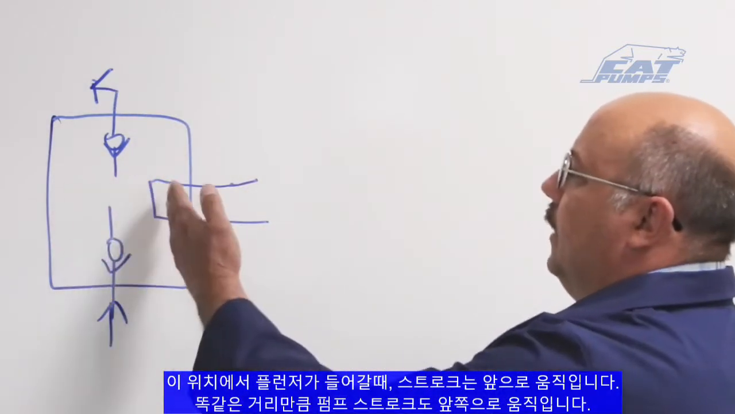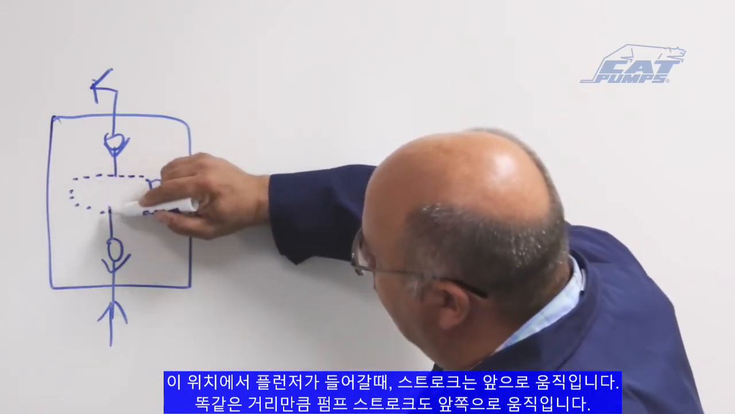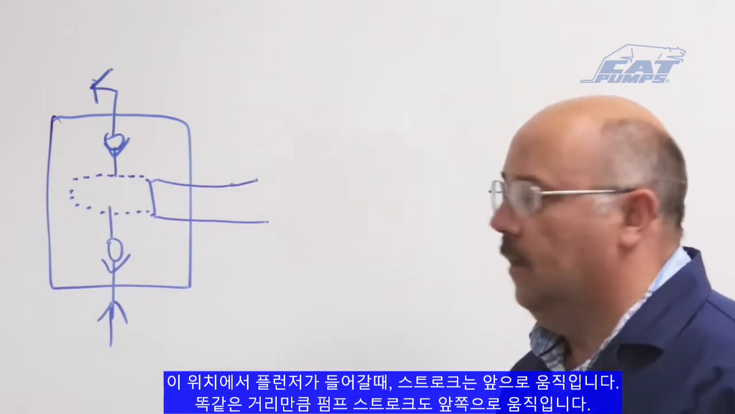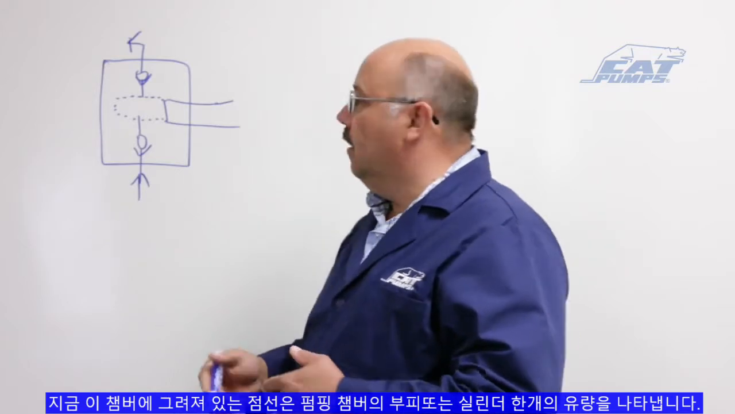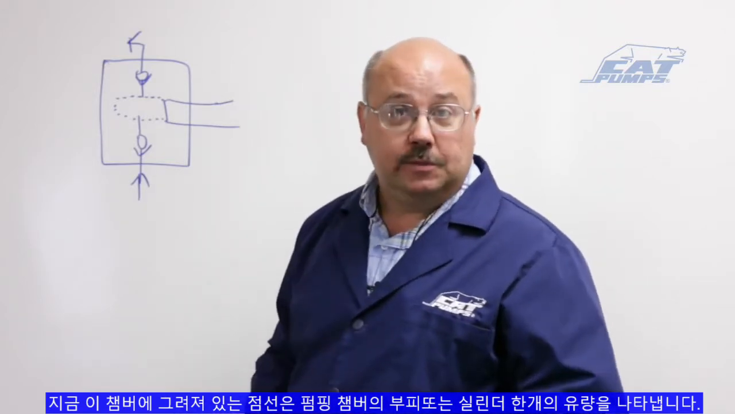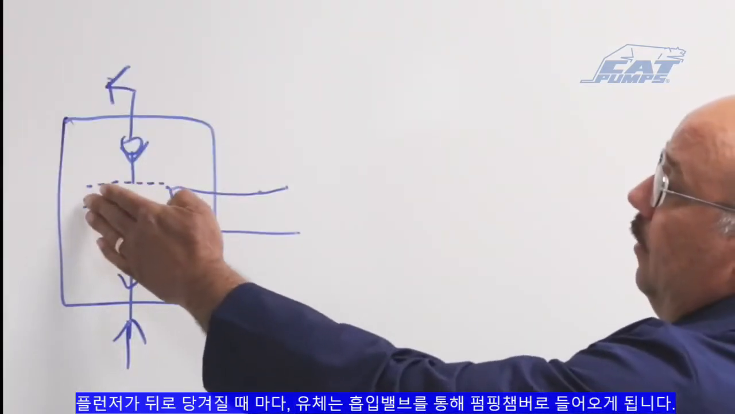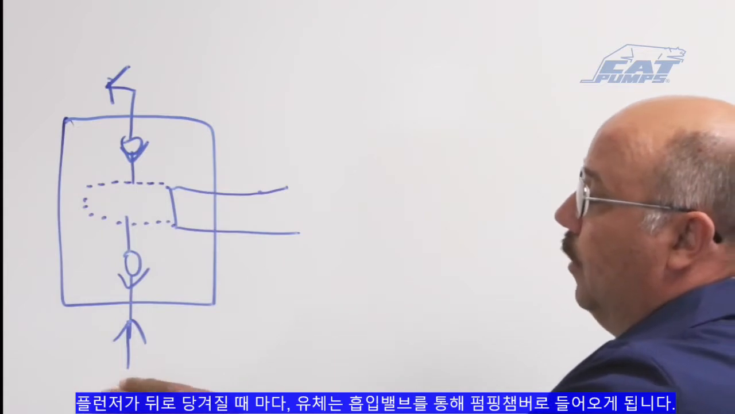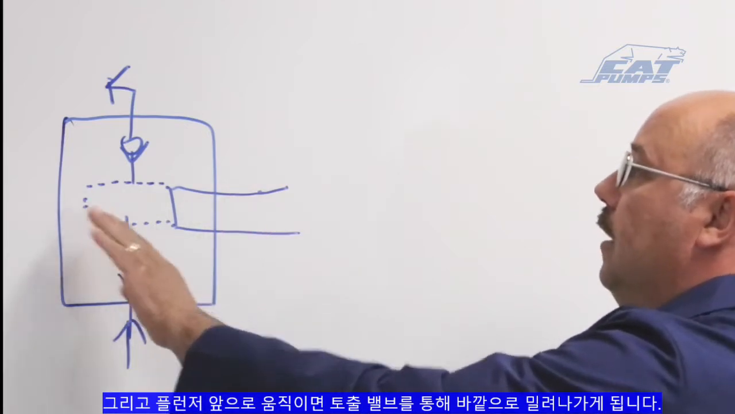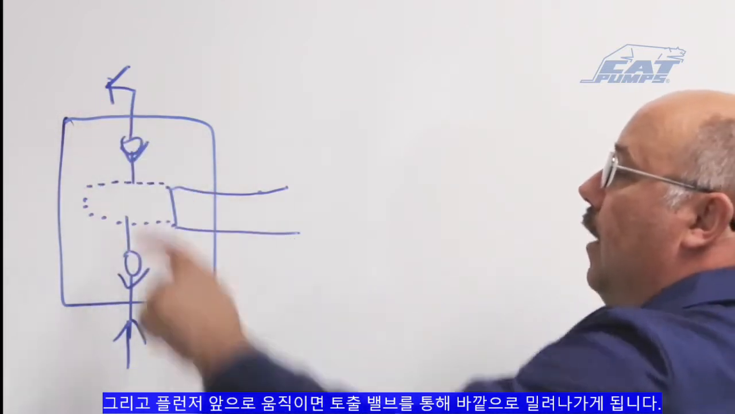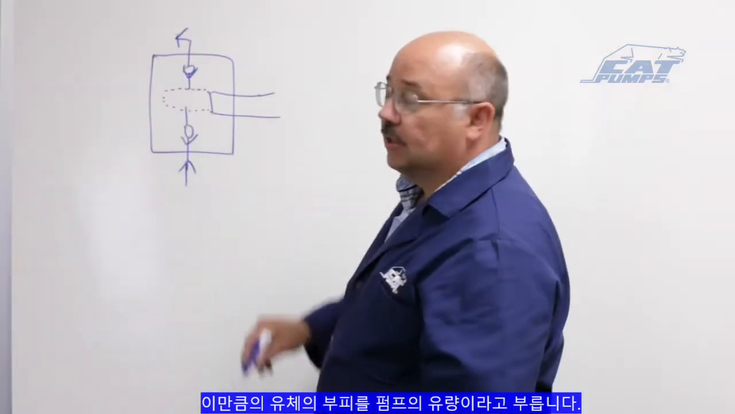When the plunger is retracted, it's in this position, and then in the forward stroke, it's got to move forward a distance equal to the pump stroke. Now this chamber that I've outlined with a dotted line represents the volume of the pumping chamber, or the displacement of the pump with one cylinder. So each time the plunger retracts, liquid is drawn up through the inlet valve into the pumping chamber. Then when the plunger goes forward, it pushes the liquid out the discharge valve. And this volume of liquid is called the displacement of the pump.